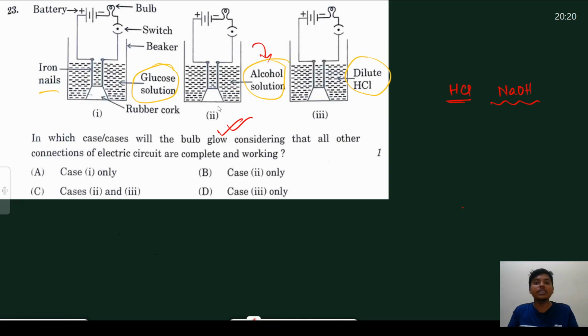They will not dissociate into ions. Aqueous HCl will dissociate into H plus and Cl minus. So these ions will move in the solution and the electricity will conduct. Similarly, Na plus OH minus. So only case 3 will glow. Clear? So option D is the correct answer.